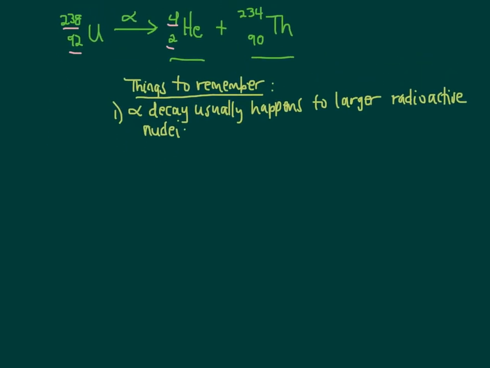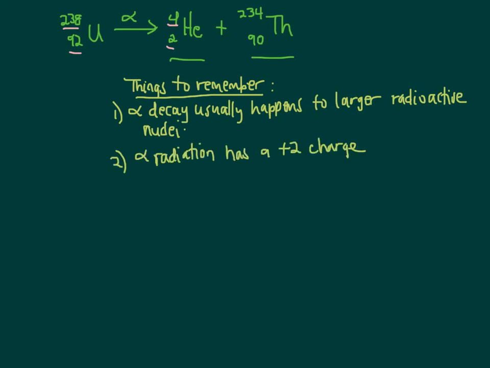Alpha decay usually involves larger radioactive nuclei, because it's making it smaller in mass and also minimizing the number of protons and neutrons, trying to get down to a smaller nuclei where a 1-to-1 ratio is ideal between protons and neutrons.